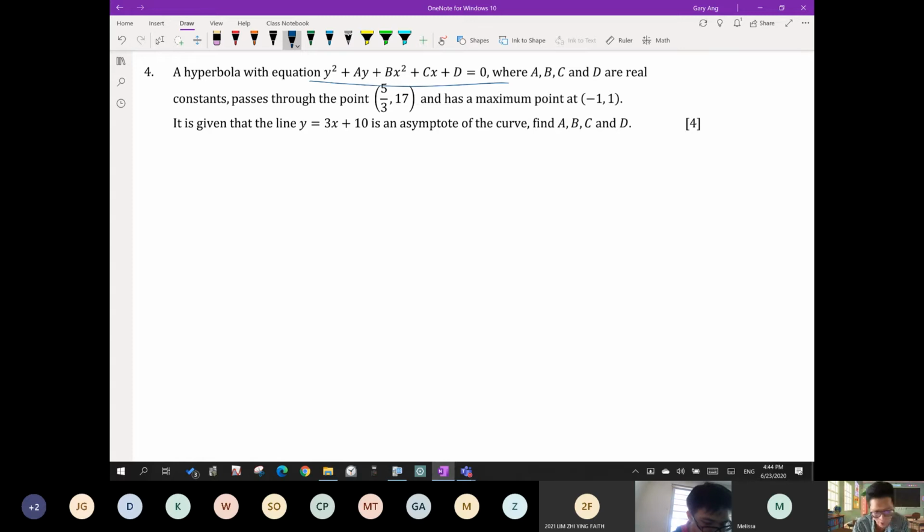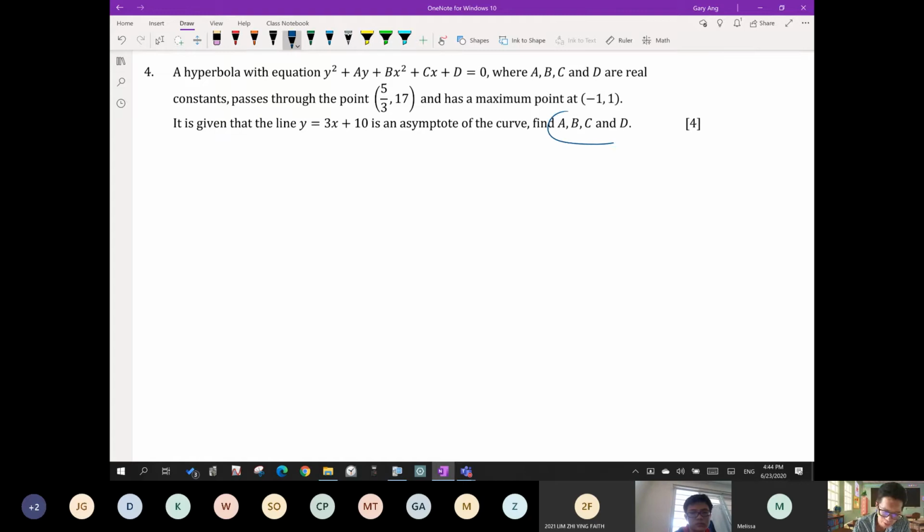And first of all, the equation looks weird because we all thought, wait a minute, I thought hyperbola looks like this. Something like that, right? Or is x squared minus y squared or y squared minus x squared, whichever the version, but it doesn't matter, right? It looks weird. So you probably understand that this is the expanded version. The question is expanded for you, and then you're supposed to draw. A, B, C, D are real constants. It passes through the points and has a maximum point, and it's given that this is an asymptote. Wow, great. Now what can I do?